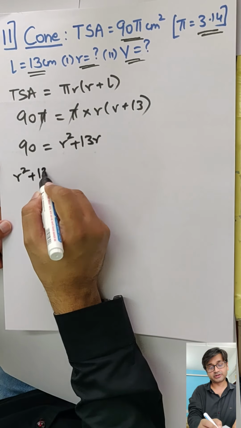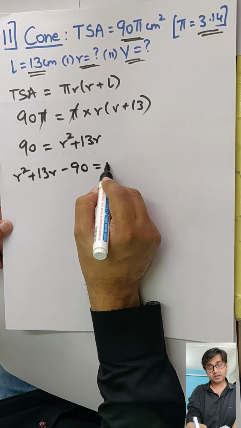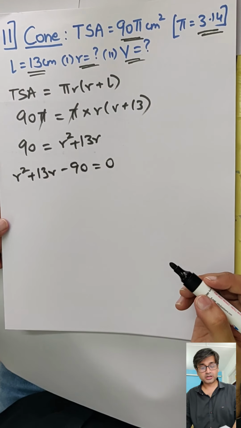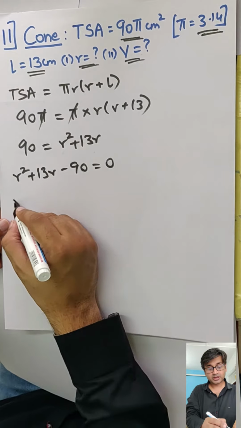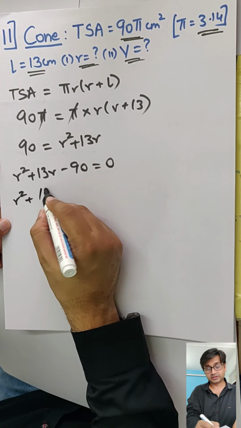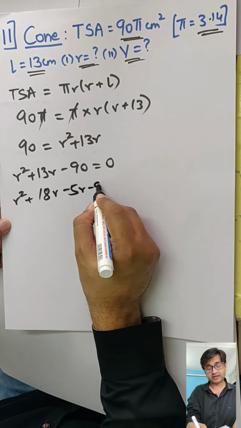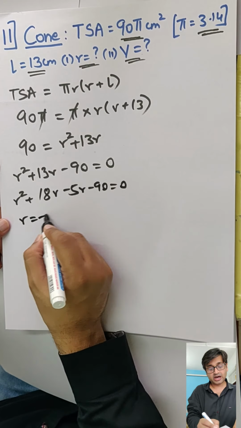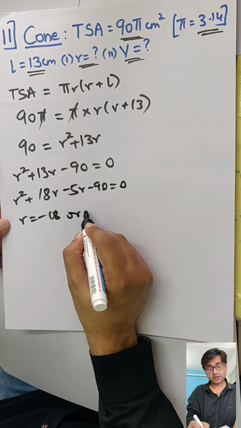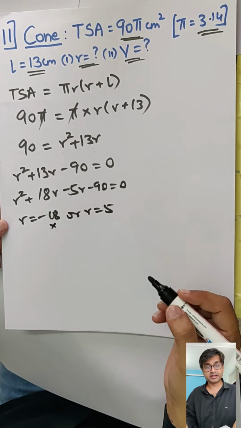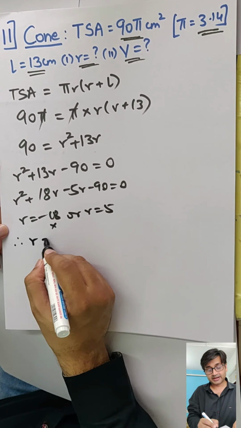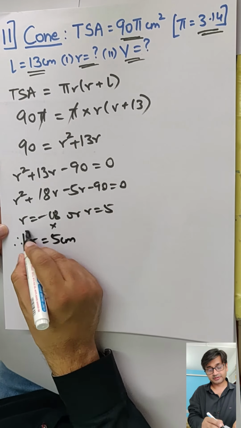Oh, quadratic equation. No problem. So for 90 we'll have to split 18 5s are 90. If you do not know this, take factors. Okay. So r square plus 18r minus 5r minus 90. So your r is minus 18 or r is 5. It cannot be negative. So therefore we take r as 5 centimeters.